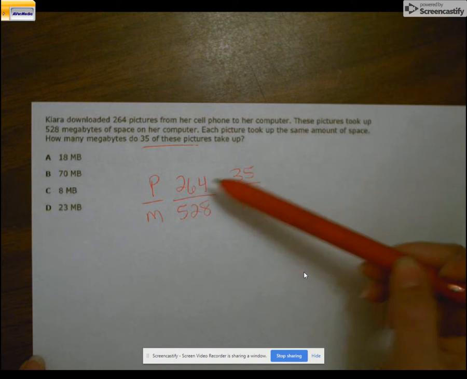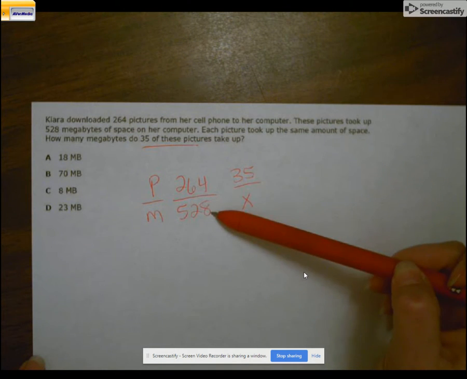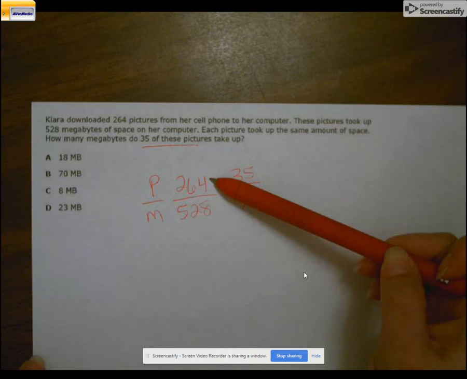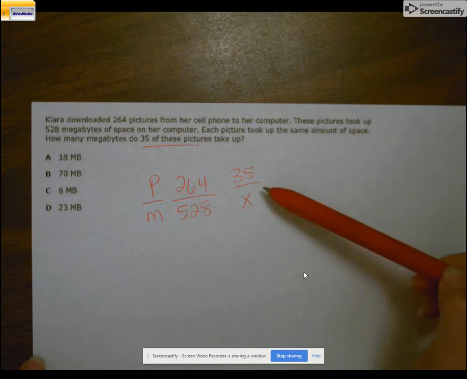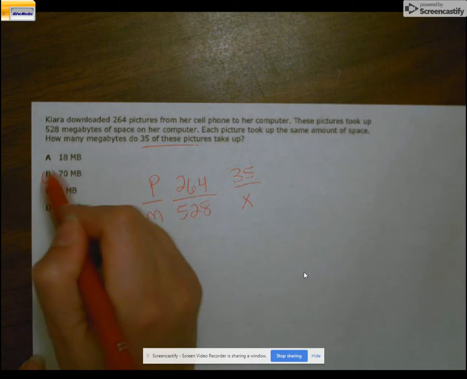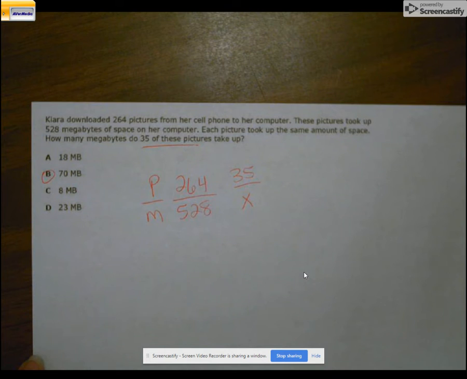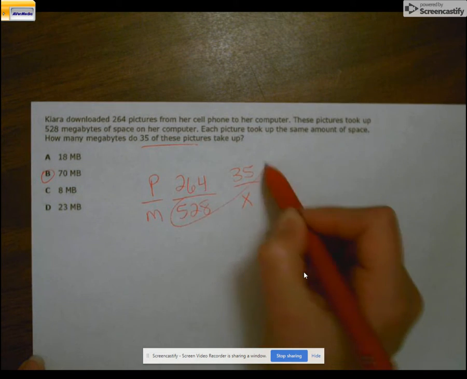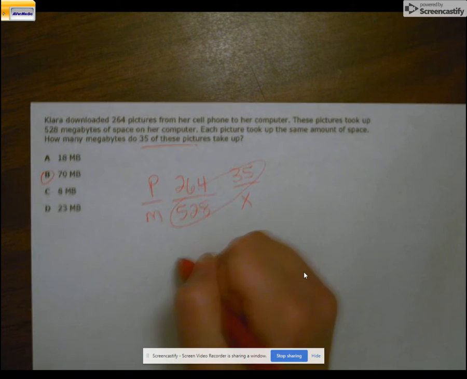So I see that 264 and 528. And notice the 528 is larger than the 264, which tells me that this space down here must be larger than the 35. Well, there's only one answer here where that makes sense. Now, if I were actually going to solve, I would do 528 times 35.